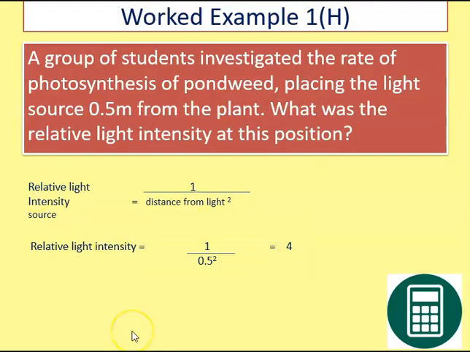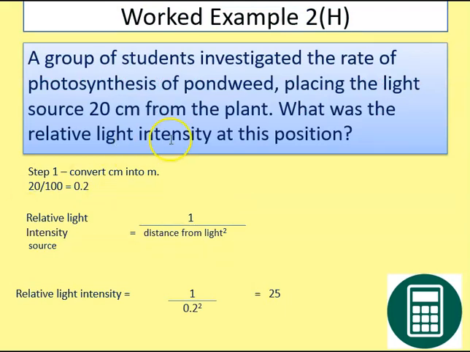Okay, so here is an example. A group of students investigated the rate of photosynthesis of pondweed, placing the light source 0.5 meters from the plant. What was the relative light intensity at this position? So relative light intensity is 1 divided by distance from light squared. So here it is 0.5 squared. If you square 0.5, you get 0.25. Divide that into 1, the answer is 4. And remember, this is a comparison, so there is no need for any units.